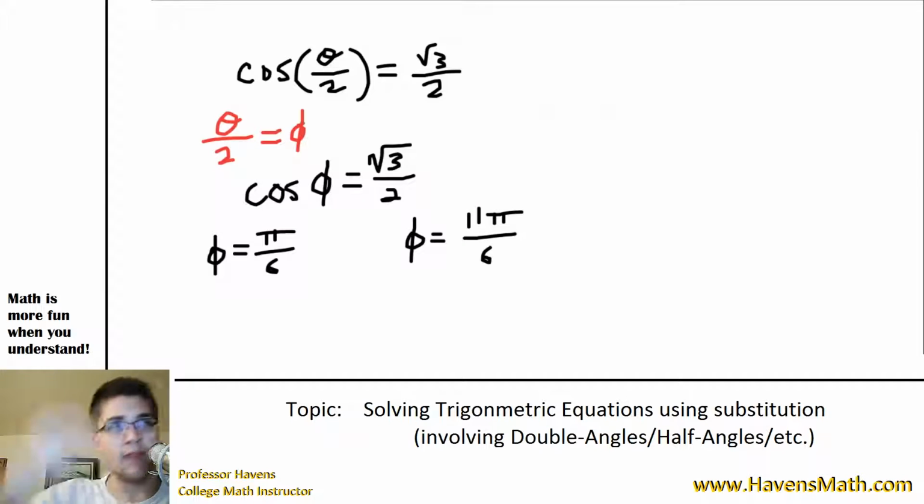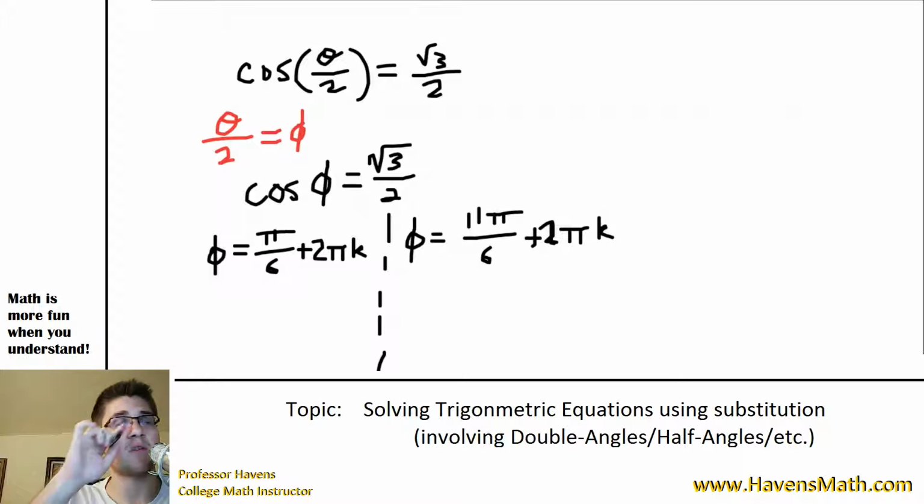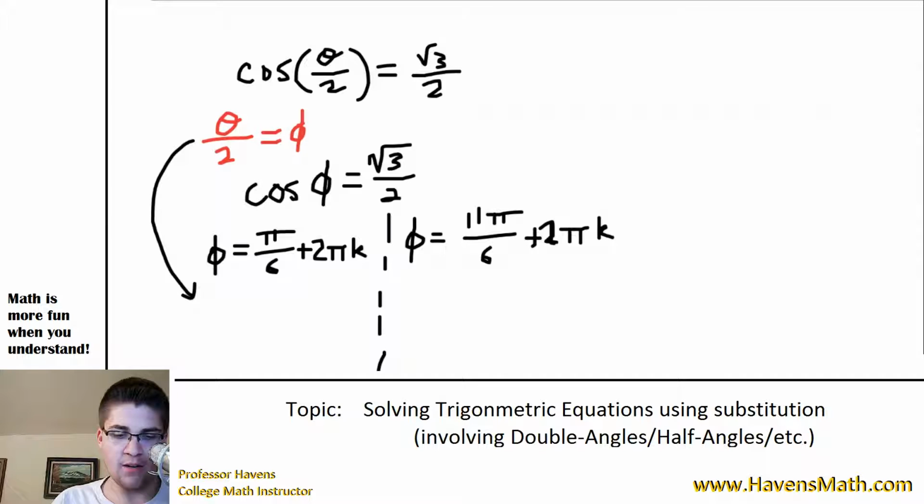And again, we could add 2 pi k to compensate for any other solution beyond just the unit circle with cosine. And from there, we want, of course, to back substitute to find our original theta. Because again, phi is not the answer to the given equation. The given equation is in theta. So we would back substitute theta over 2 for phi. So theta over 2, since that is equal to phi, we just put that back in.